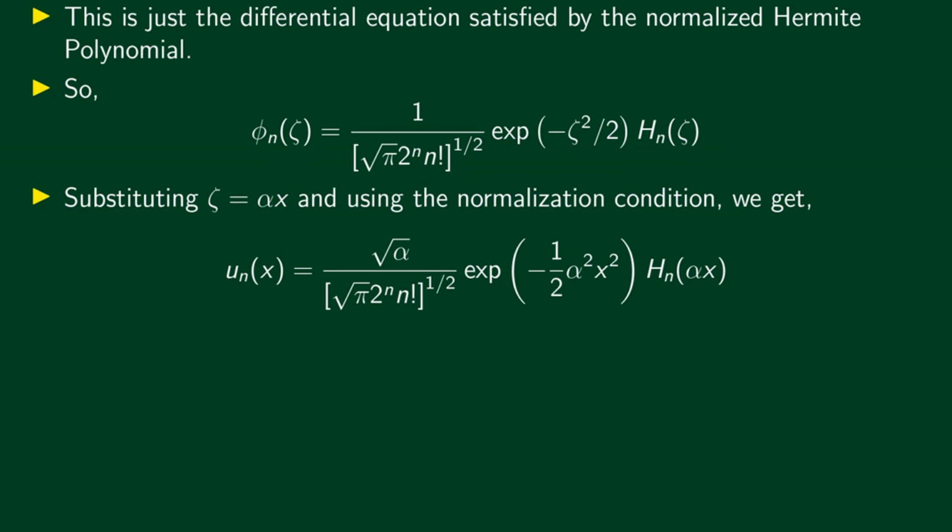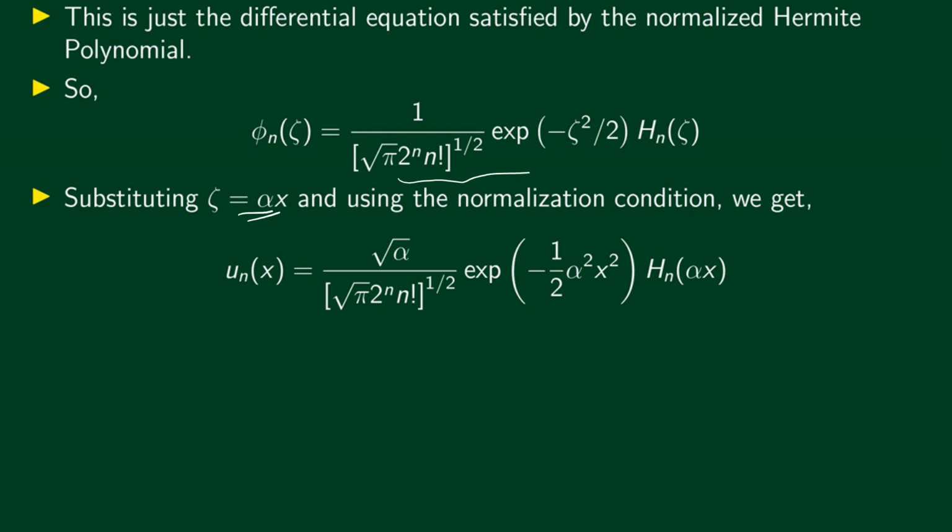These are the solutions to the equation that we just wrote down. So this is in terms of zeta. What we need is un of x. We need to find un of x from here, so we have to make the substitution back. We'll take zeta equal to alpha x. And one way to find un of x, the normalized energy eigenfunctions, we can find from this one.